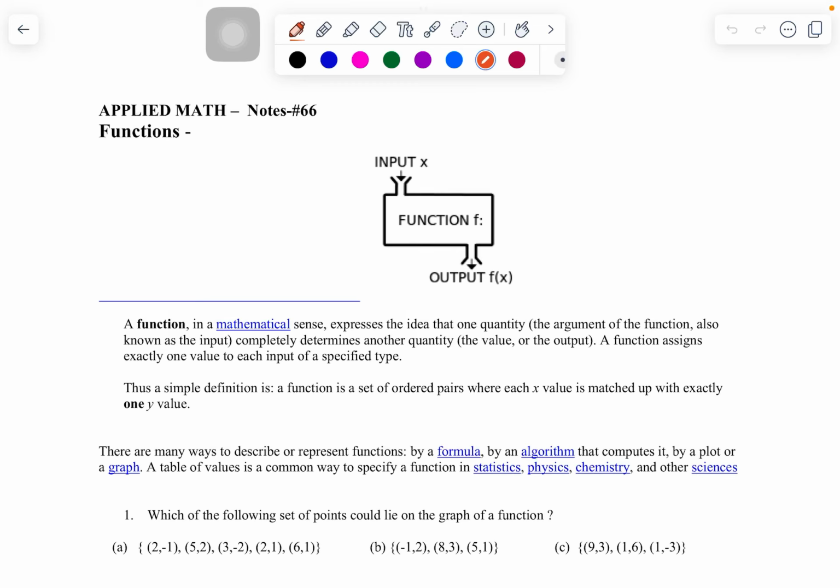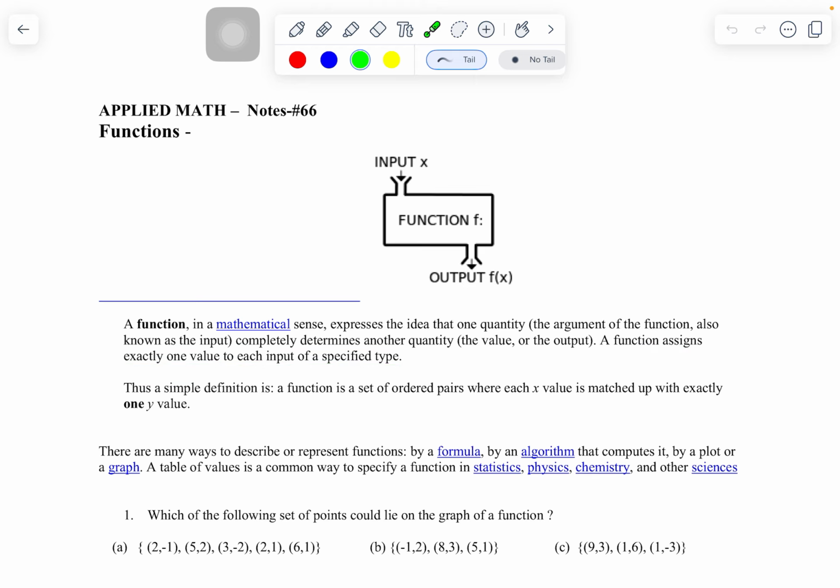All right, this is going to be the first video for Note 66. The top part of these notes are talking about what makes a function a function. The biggest thing that I want you to pull out of this is in two parts, but it says a function assigns exactly one value to each input of a specified type.